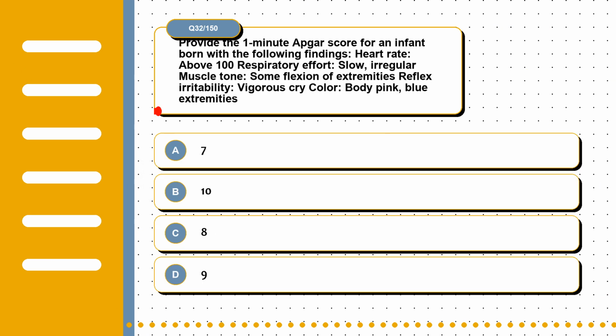Question 32. Provide the 1-minute Apgar score for an infant born with the following findings. Heart rate above 100, respiratory effort slow, irregular, muscle tone some flexion of extremities, reflex irritability vigorous cry, color body pink, blue extremities. Here are the options. Option A, 7. Option B, 10. Option C, 8. Option D, 9.